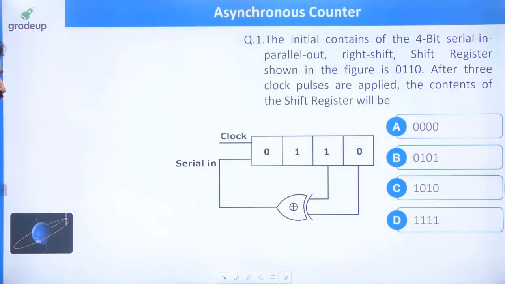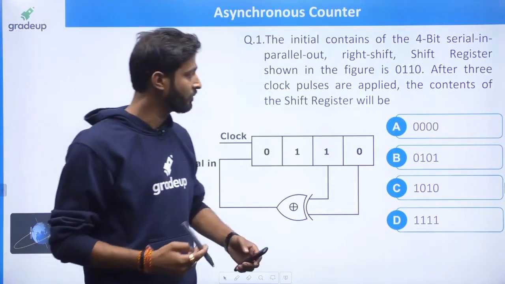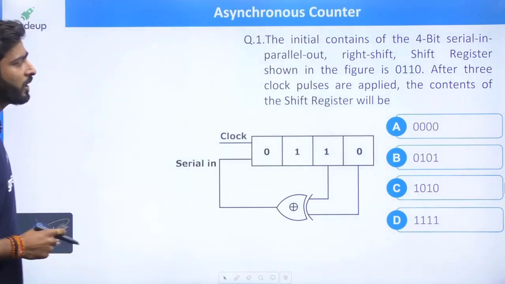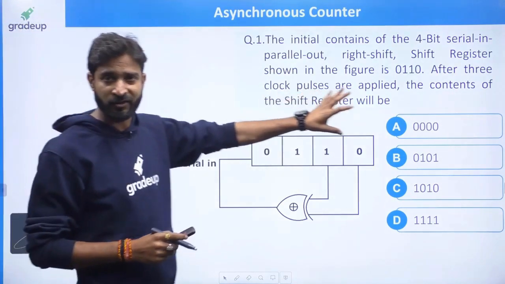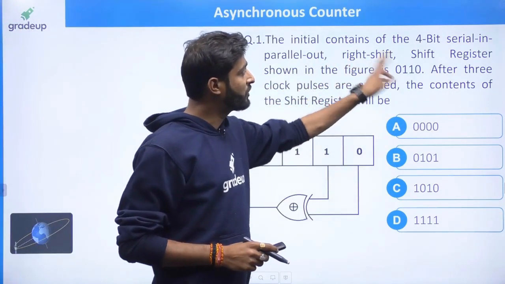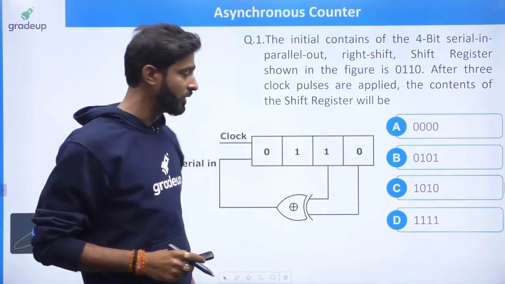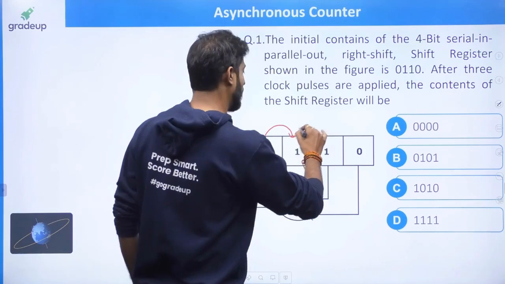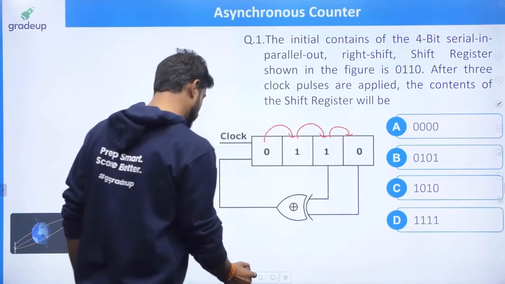So my dear friend, the first question in front of you, everybody just give me the answer. The initial content of the 4-bit serial in parallel out is a SIPO shift register, a right shift register. So the data will be shifted to the right-hand side, like this, from there to there, whenever the clock is applied.